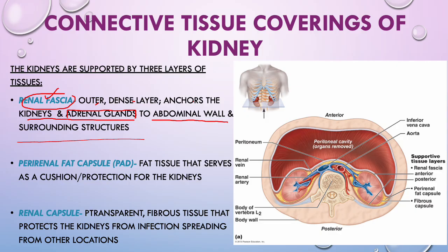And there's also a perirenal fat capsule. This one works as cushion and protection for the kidneys, okay? And then we have the outer layer, the renal capsule. This one is a transparent fibrous tissue that protects the kidneys from infection spreading from other locations, okay?